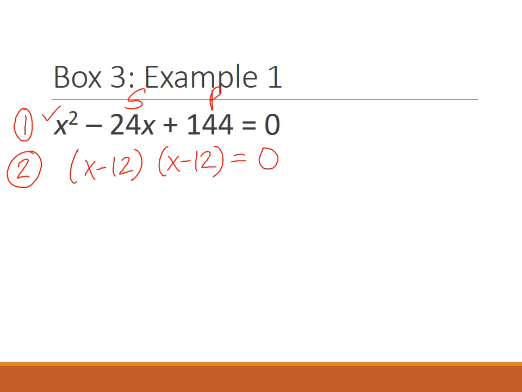So my product is 144. My sum was negative 24. So those are my factors. How do we feel? Good? All right. Step 3 is telling us to use our zero product property. So the zero product property is saying that we're going to take each factor and set it equal to 0. But is it really necessary to write x minus 12 equals 0 twice? No. So we're going to just write it one time.